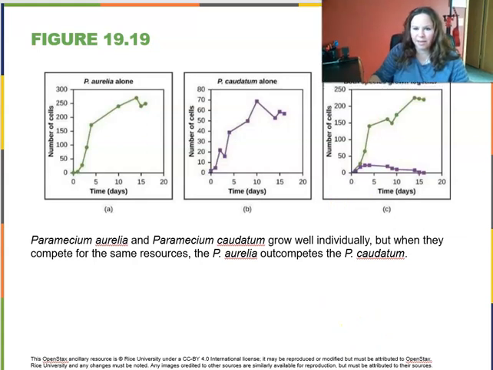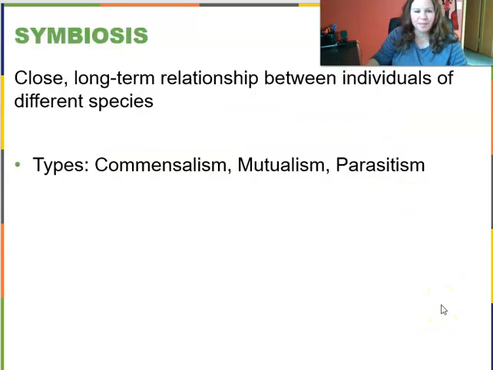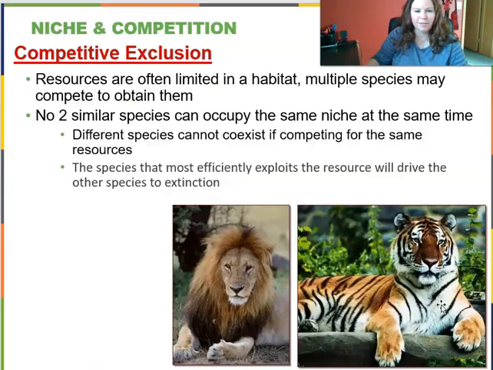This is an experiment that they did with some protists called Paramecium, two different species of Paramecium. Those are one-celled creatures that grow well individually when you give them what they need, but when you put them together and only give them the one resource, they'll compete for that, and they find that Aurelia always outcompetes the caudatum. So you can watch the caudatum numbers go down over days' time. Again, that was the competitive exclusion principle.